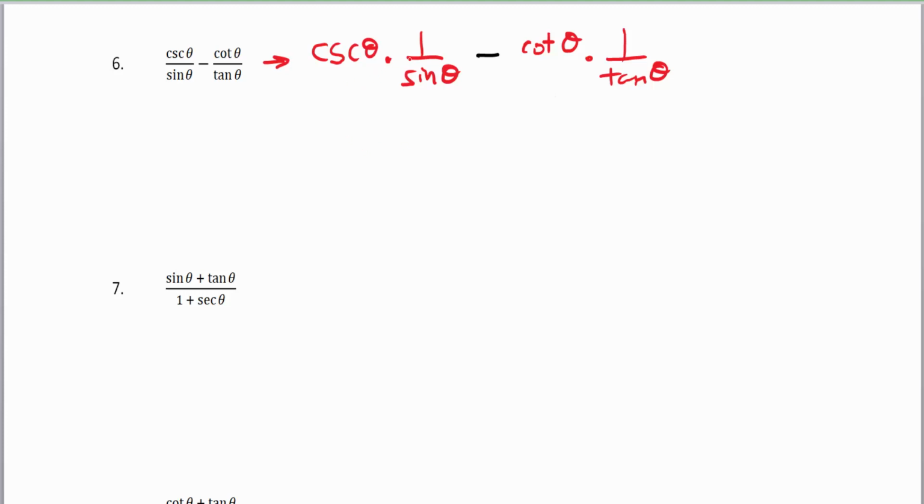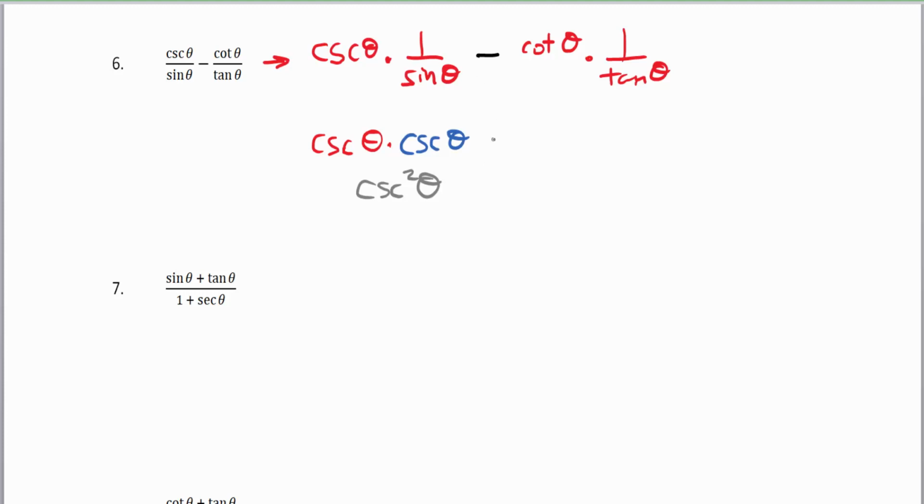No, don't, because 1 over sine is the same thing as cosecant theta. Okay, so now I have here cosecant theta times cosecant theta, which is going to make cosecant squared theta, because this is cosecant theta squared, and we can move the square to the inside.